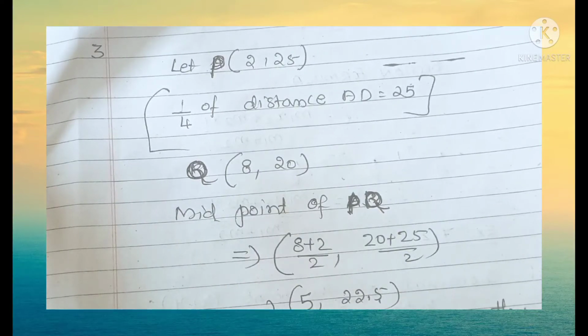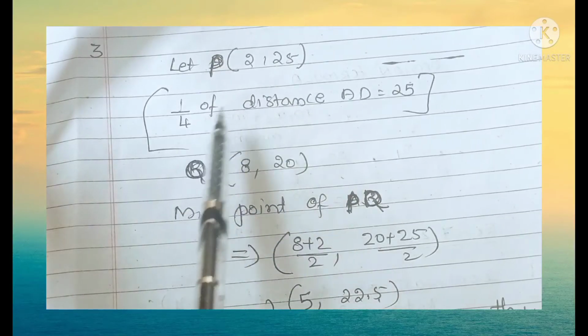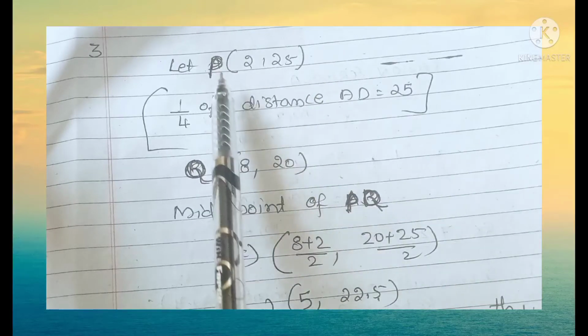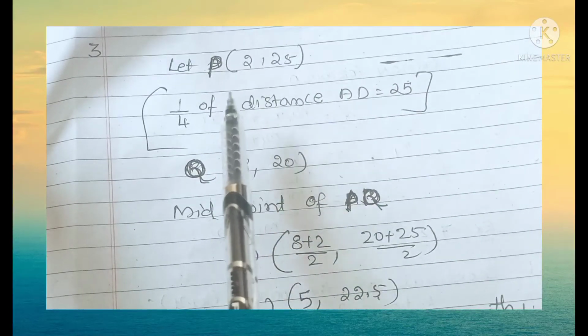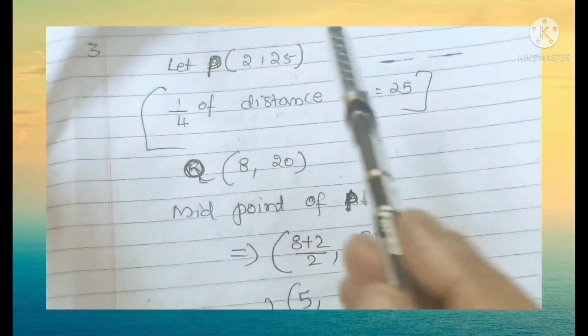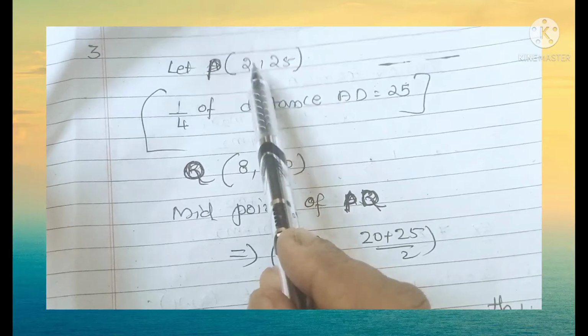In the third question, it is given that 100 flower pots have been placed at a distance of 1 meter from each other along AD. And we want to find the coordinates of P. Through P, we can draw a line parallel to the y-axis. So we will get x coordinate of P as 2.